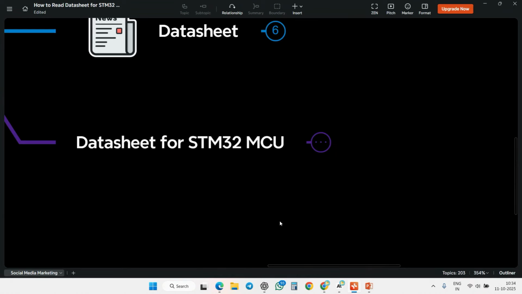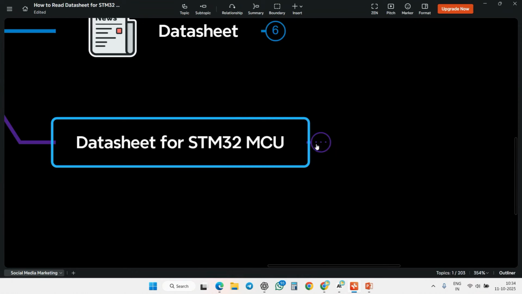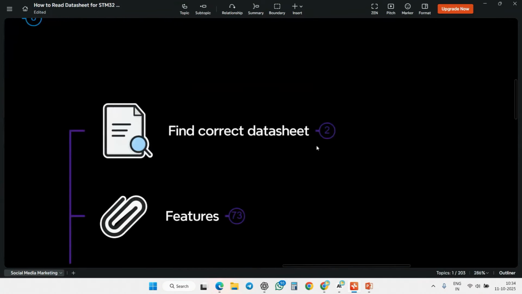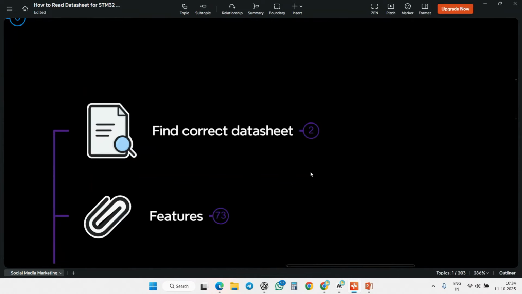Now we will start to read the data sheet. Before you read the data sheet, you need to find the correct data sheet for your microcontroller. That is a very, very important parameter, right? If you want to read any data sheet, first of all you need to get the data sheet. So where can I get this data sheet? You might be asking this question.